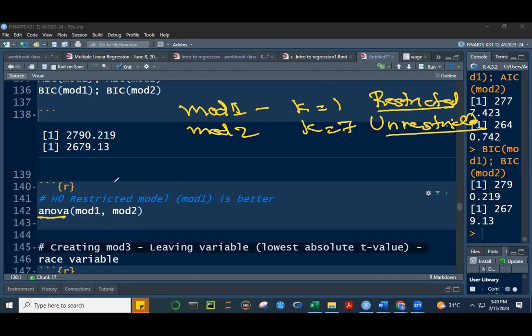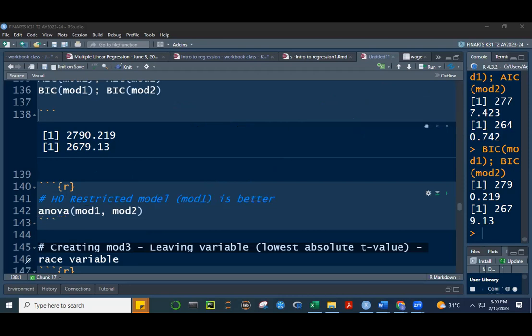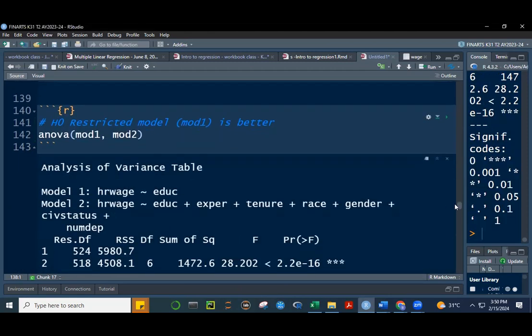Okay, so the null hypothesis, our H0, is that the restricted model 1 is better. In other words, class, it doesn't make sense to include other variables as predictors. One variable is enough. Okay, so if we run this ANOVA, model 1 is the restricted, model 2 is the unrestricted. I run this, and let's see what happens here.